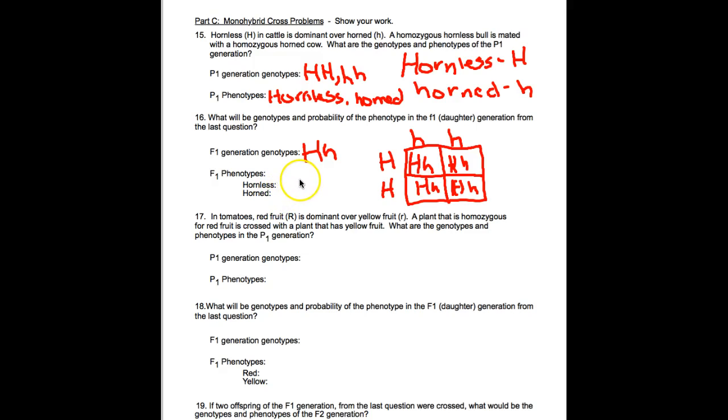And the phenotypes would be, for hornless, you would have a 100% chance of it being hornless because they each have a dominant allele in there, which is going to be expressed no matter what. And horned, none of them are going to be horned. So it is 0%. So go ahead and try these in the next section. And I will see you in class.